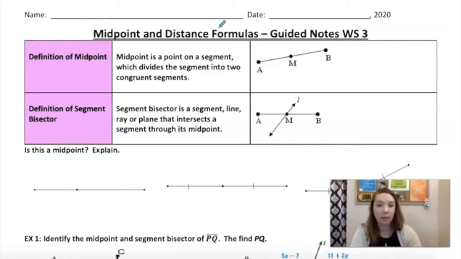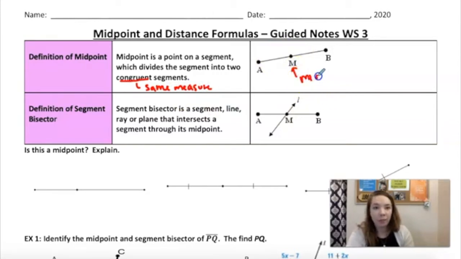So definition of midpoint. A midpoint is a point on a segment which divides the segment into two congruent segments. Congruent means that they have the same measure. Okay, so here M is our midpoint, which means that these two smaller segments, AM and BM, are congruent. So AM is congruent, so that's an equal sign with a wave on top, our symbol for congruent, to BM.